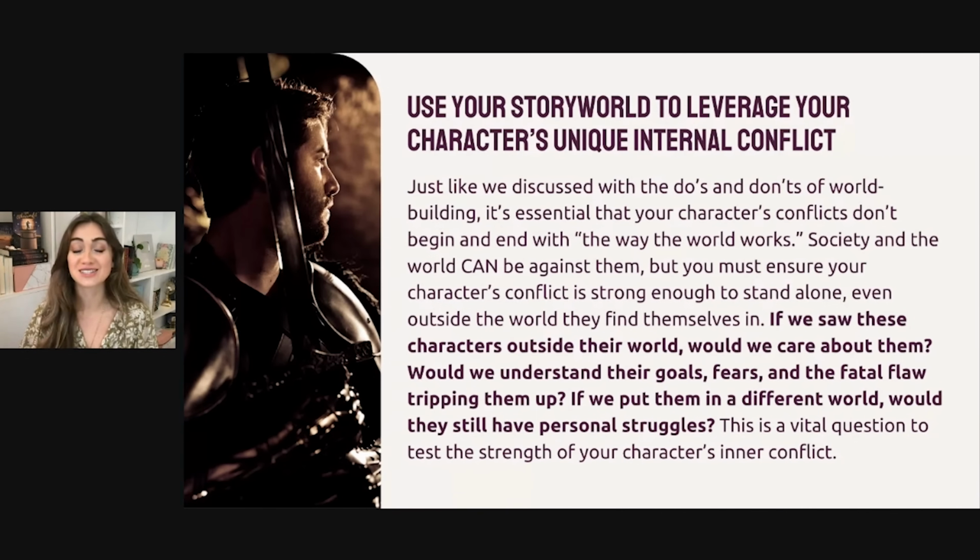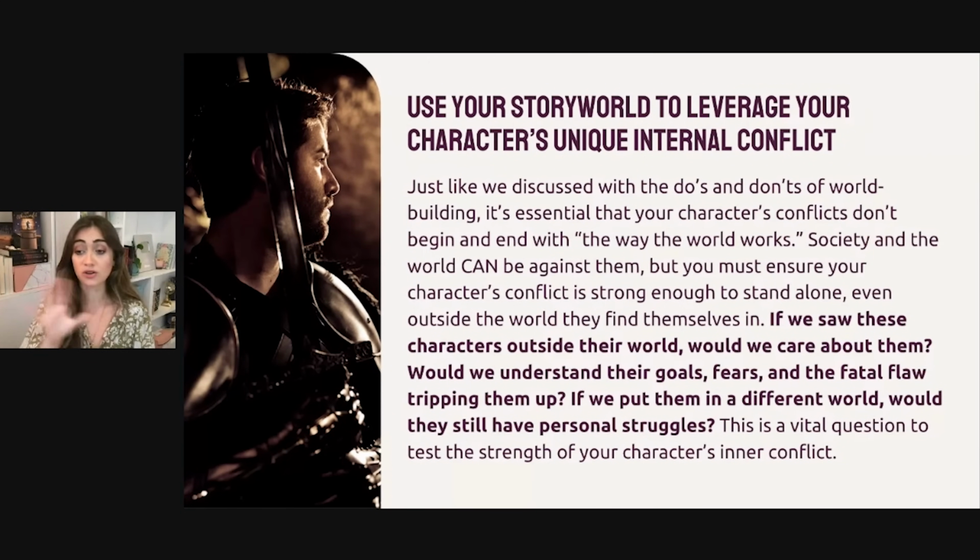Okay, so if we saw these characters outside their world, would we still care about them? That's a really good question to ask yourself. Would we understand their goals, fears, and the fatal flaw tripping them up? If we put them in a different world, would they still have personal struggles? So this is all about making your character's struggles personal on top of everything that they're dealing with because of the world that they find themselves in. So you can leverage these two things together, okay?